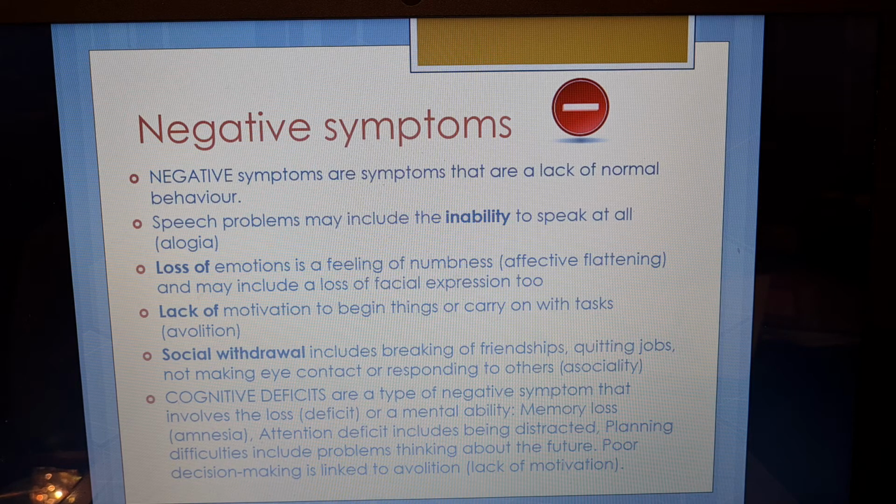Avolition. Social withdrawal. This includes breaking off from friendships, family, quitting their jobs, not really being able to socialize with other people. You've also got cognitive deficits, so mental ability, so memory loss, amnesia, attention deficit, so being distracted during a conversation. Planning difficulties include problems thinking about the future. Poor decision making also, which is obviously characterized by the avolition, the lack of motivation. So the negative symptoms are characterized by a lack of normal behavior. And the positive symptoms are almost like an addition to normal behavior.